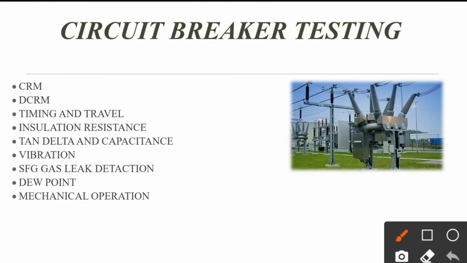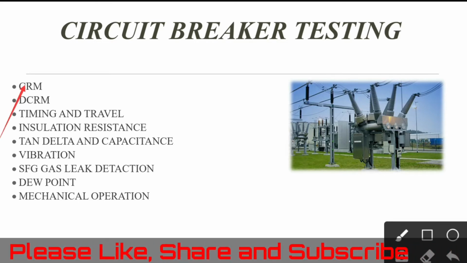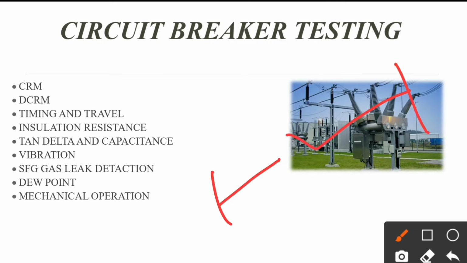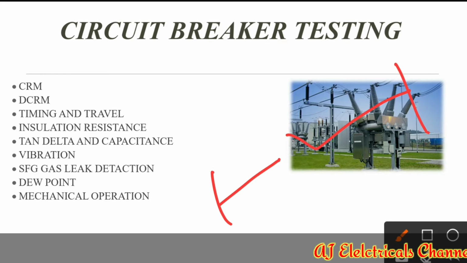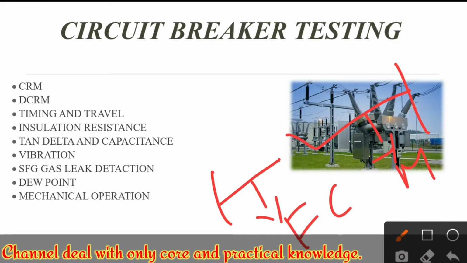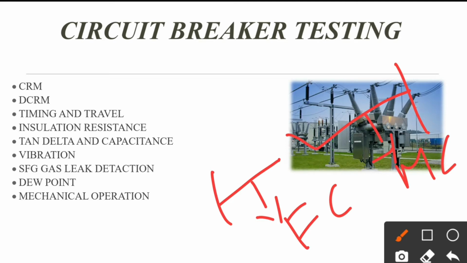Over here, we can see the types of tests that we need to perform on the CB, that is the circuit breaker. The first one is CRM, the contact resistance measurement test. This type of test is generally performed on any two contacts, that is in the CB and isolator. The first one is the fixed contact and the other is the moving contact. We apply a current of 100 ampere and 200 ampere, measure the voltage, and on the basis of voltage and current we measure the resistance. It should be in micro ohm.